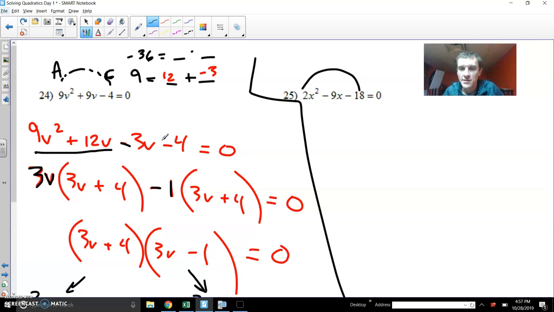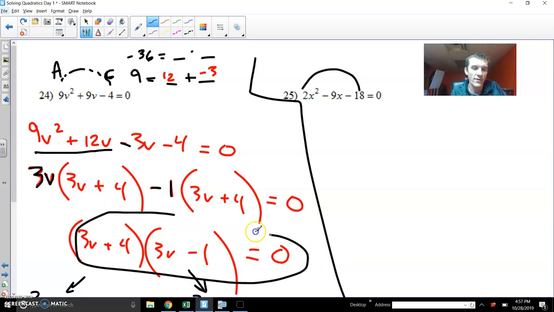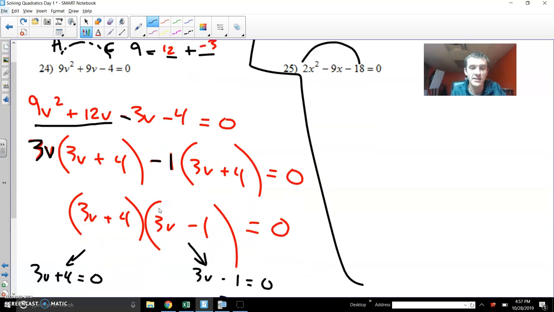And then go through your procedures of busting the b, group factoring it, so that once you have everything in factored form, you can begin to set everything equal to 0 to find these values.